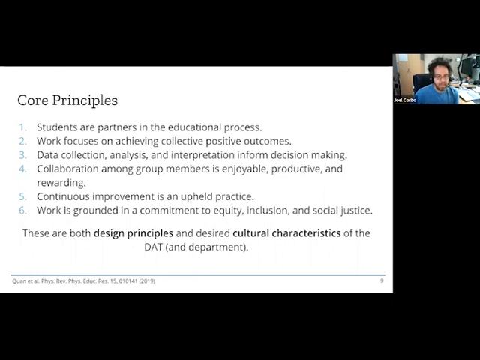And there's a lot of detail that one could go into with these principles. And fortunately, there is a paper that you can go check out, which is cited down at the bottom of the slide. But really these principles are all around things like partnering with students, focusing on outcomes, data collection, positive collaboration, continuous improvement, and a grounding in equity, inclusion, and social justice.